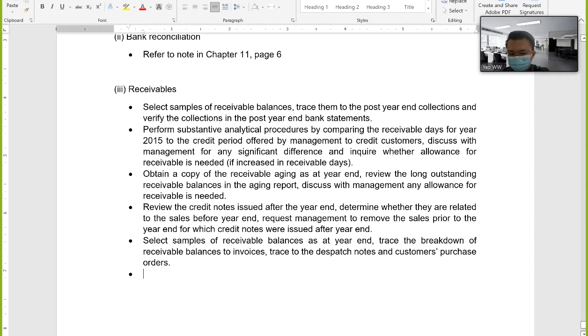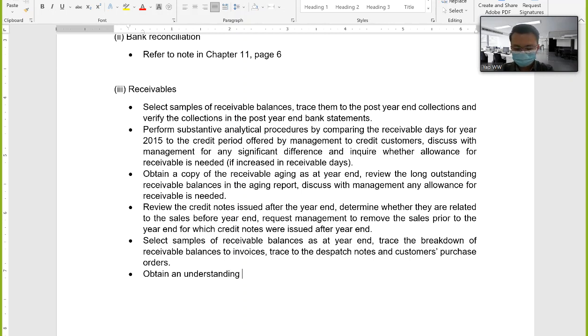Audit for the valuation of receivables. As you know, allowance for receivable will definitely reduce the total receivable balance. So maybe management have created an allowance for receivable. So you need to perform audit procedures on the allowance for receivable. This one is an assumption.